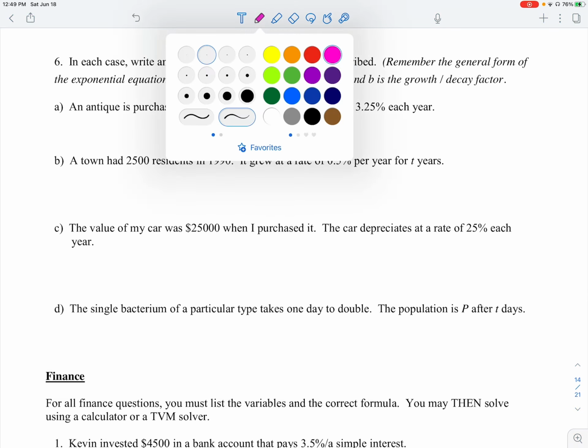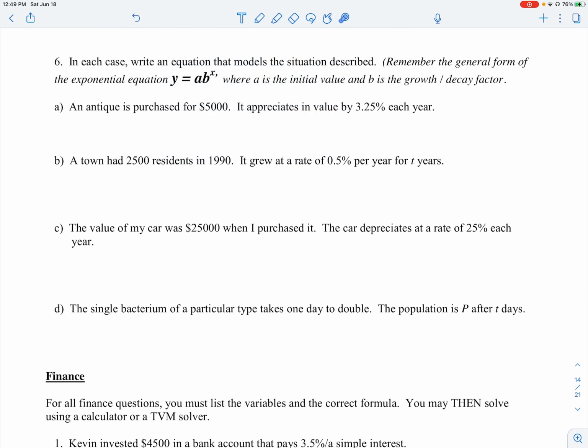Okay, next question. So in this one, it says, in each case, write an equation that models the situation described. Remember the general form of the exponential equation, y equals a times b to the exponent x, where a is the initial value and b is the growth and decay factor. So it says an antique is purchased for $5,000 and appreciates by a value of 3.25% each year. So we're going to write this. The initial amount is 5,000.